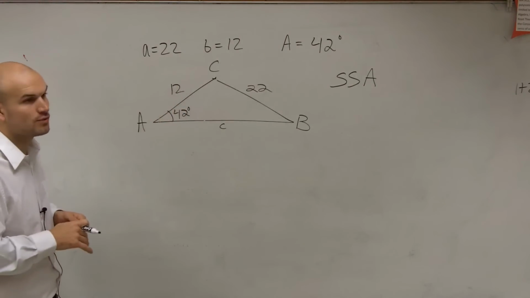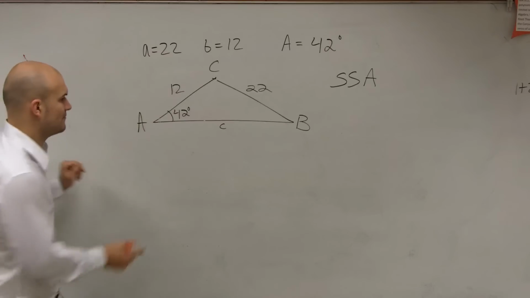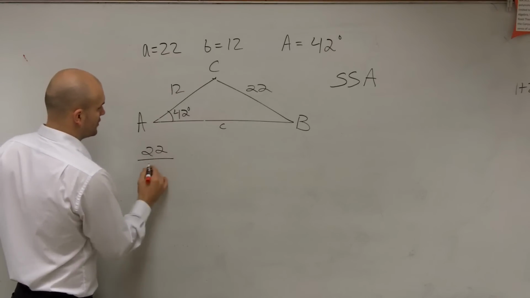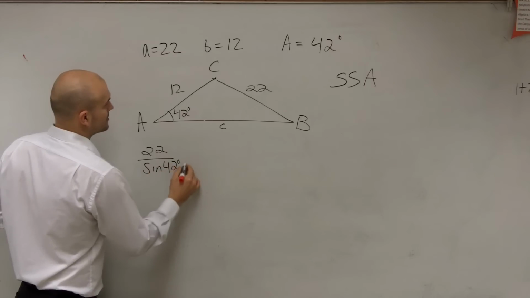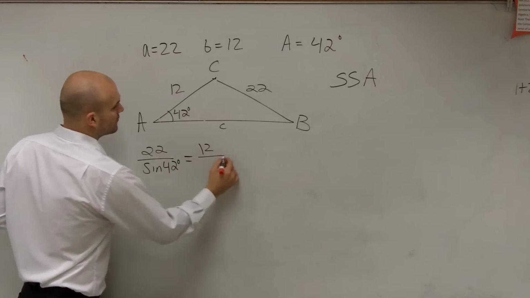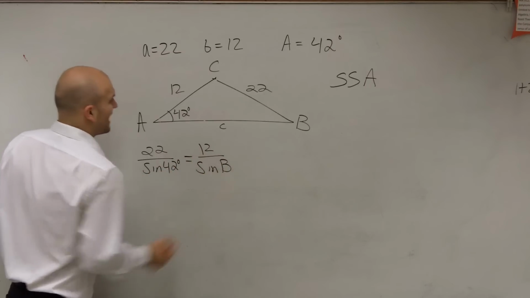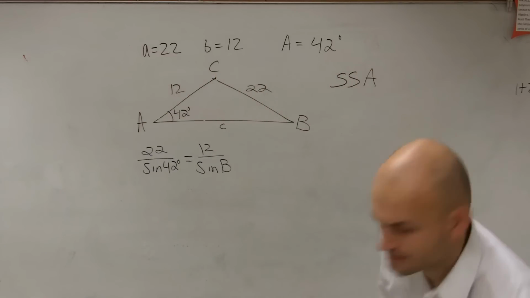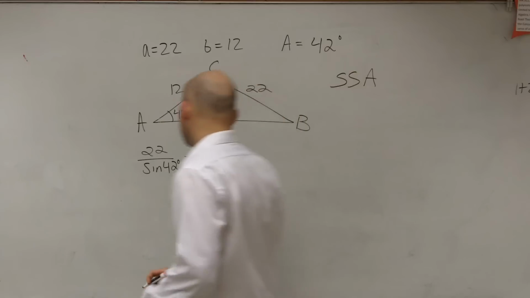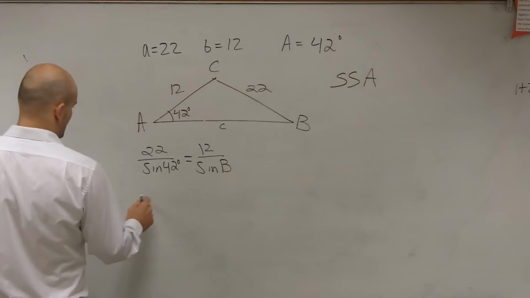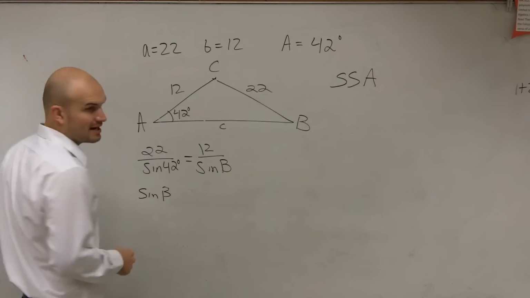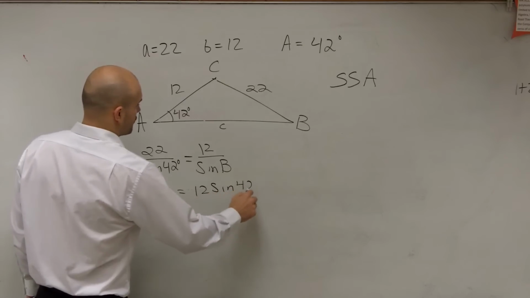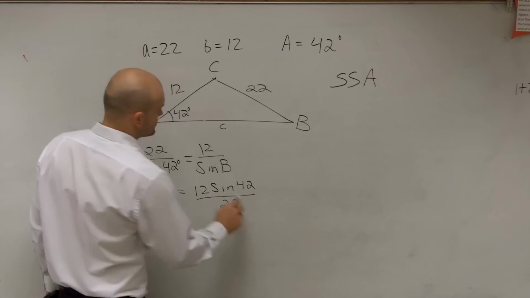So I have 12 and 22. Therefore, I can create my law of sines, which is 22 over the sine of 42 degrees is equal to 12 over the sine of b. I don't need to be concerned with c because right now I don't have anything with c, right? All right, so let's solve for the sine of b. Working through this a bit quicker, sine of b is going to be 12 sine of 42 divided by 22.